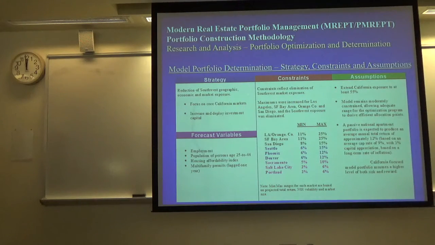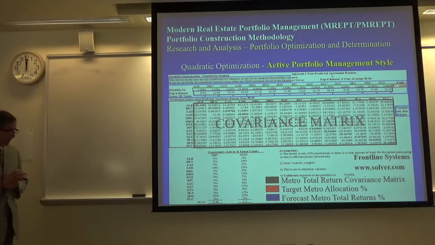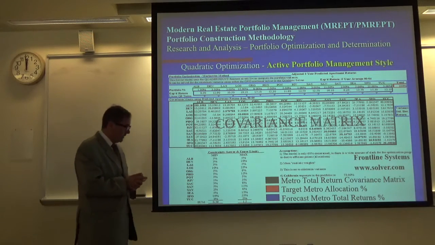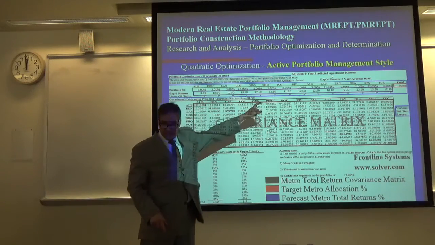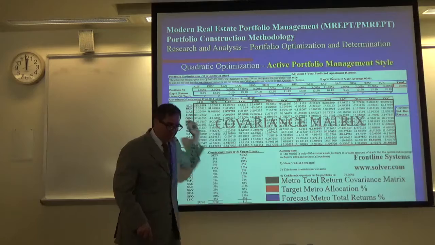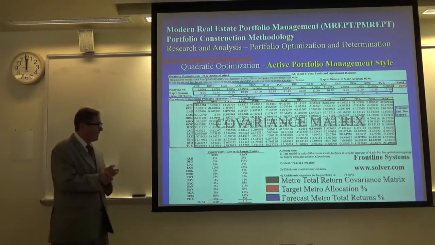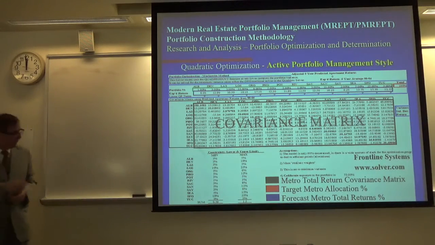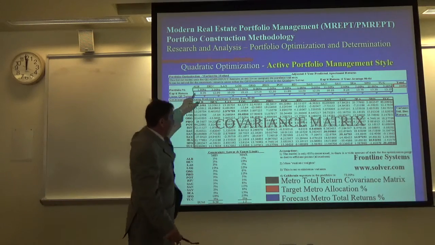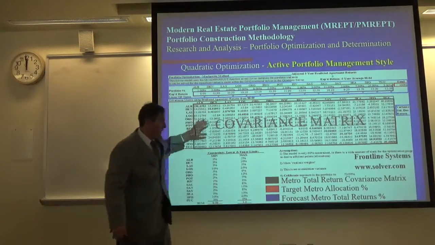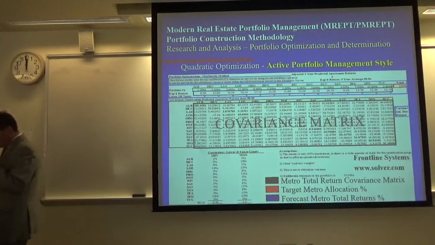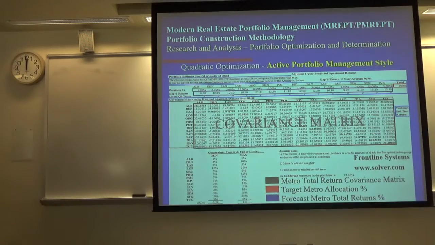Then we set up the parameters: the minimum and maximum constraints in the portfolio, and the target returns. Since we had the historical returns for the 14 metros, we were able to calculate the covariance matrix and use the forecast model to forecast the expected returns. And then we were able to run the optimization procedure. The optimization procedure then kicked out the weights of the portfolio using the active approach, the Markowitz optimization procedure, also setting the constraints.